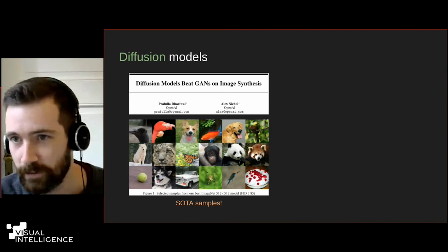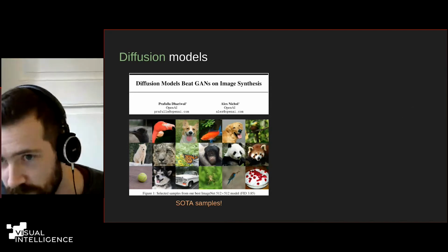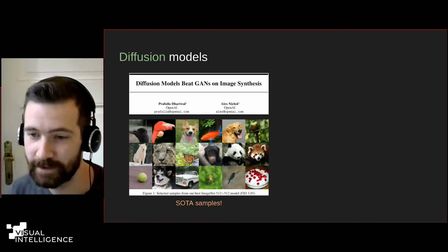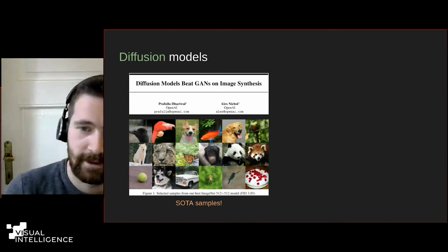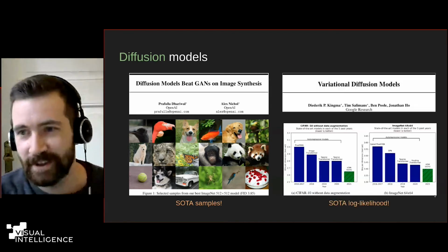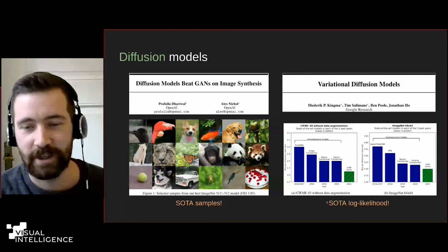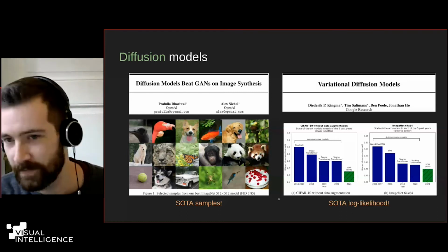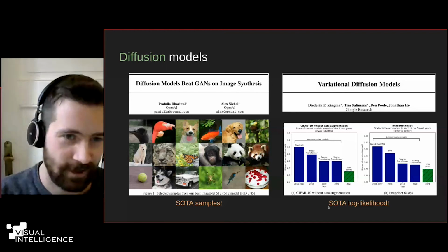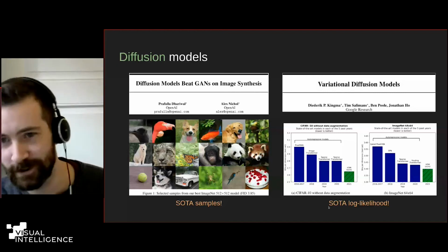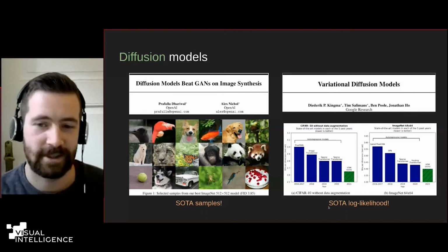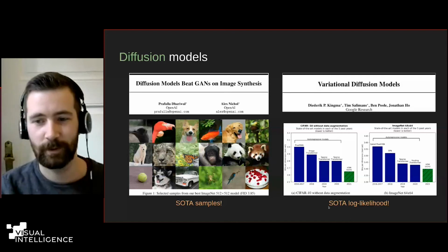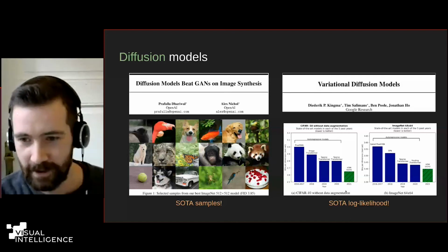Additionally, this paper from Google showed that they also actually have state-of-the-art log likelihood. And this is also interesting because this kind of benchmark has been dominated by autoregressive models for several years. So before, if you want to generate nice images, it's GANs. If you want good likelihoods, it's autoregressive models. But now it seems with these diffusion models, you can get both in one model. So that's really exciting.